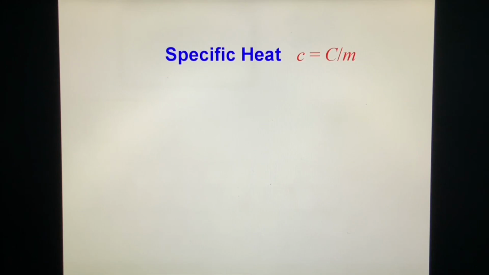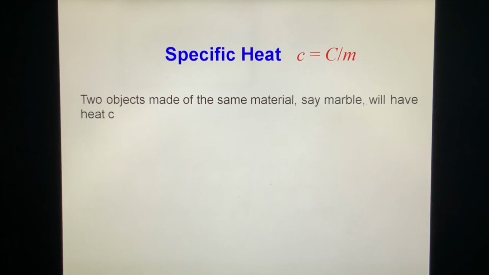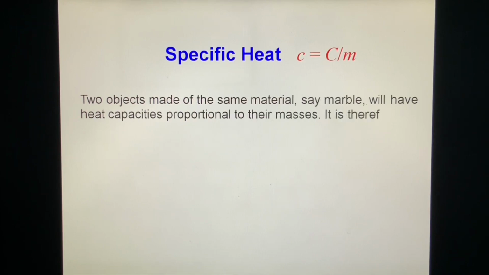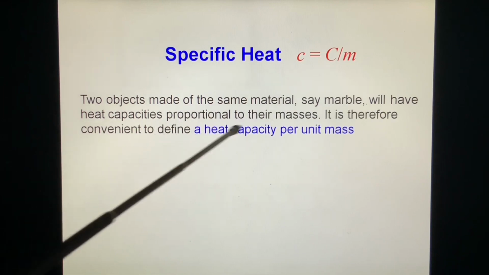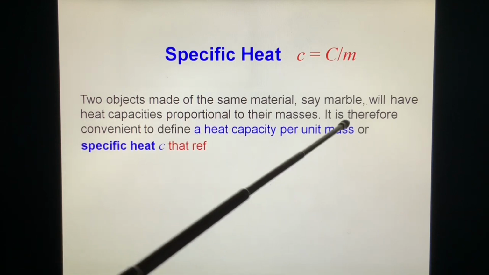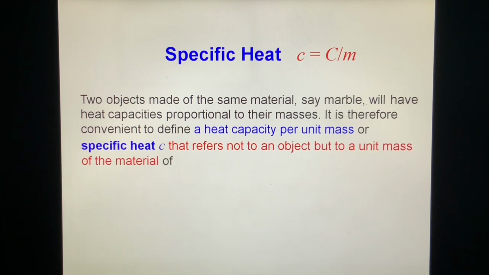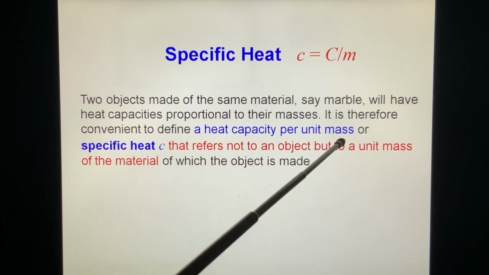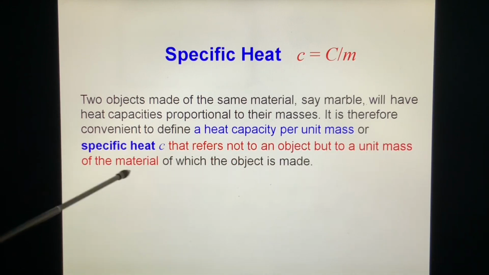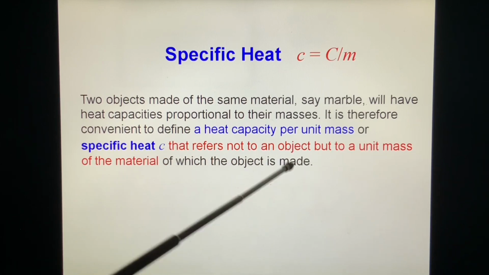Specific heat, c, equals capital C over m. Two objects made of the same material, say marble, will have heat capacity proportional to their masses. It is therefore convenient to define a heat capacity per unit mass, or specific heat c, that refers not to an object but to a unit mass of the material of which the object is made.